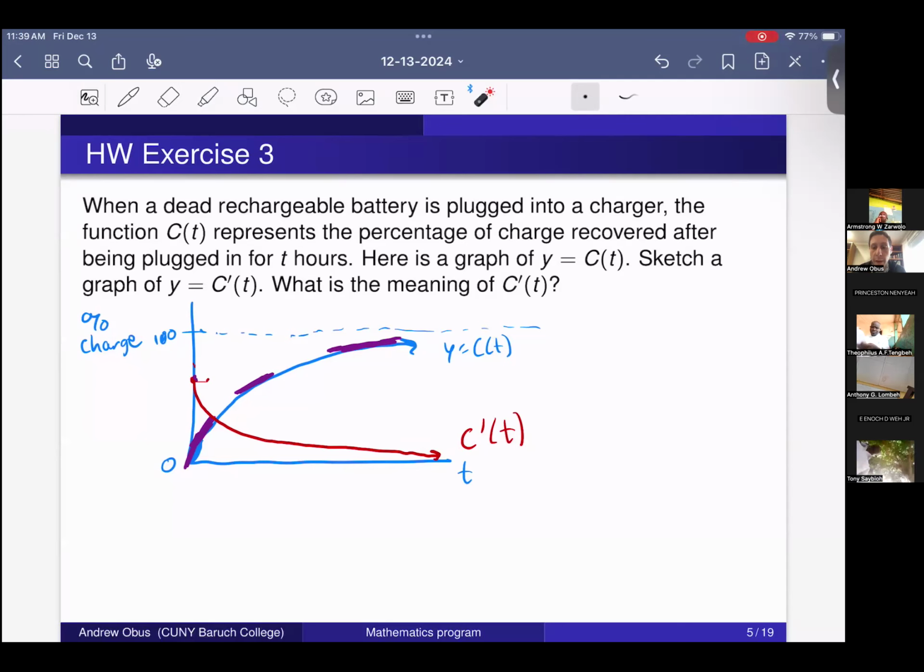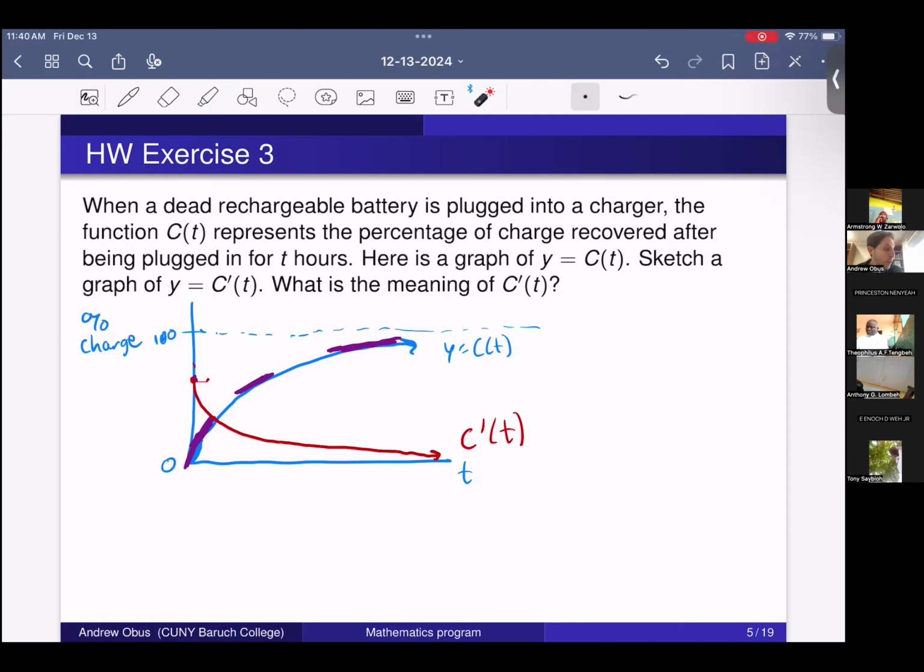Yes, Dr. Obus. Yeah, Princeton? So that means the graph is decreasing, right? Yeah, the graph of C prime is decreasing, because you start off recovering very quickly, and by the end, you're recovering much more slowly. So that means the value for t now will be increasing in this case? Yeah.